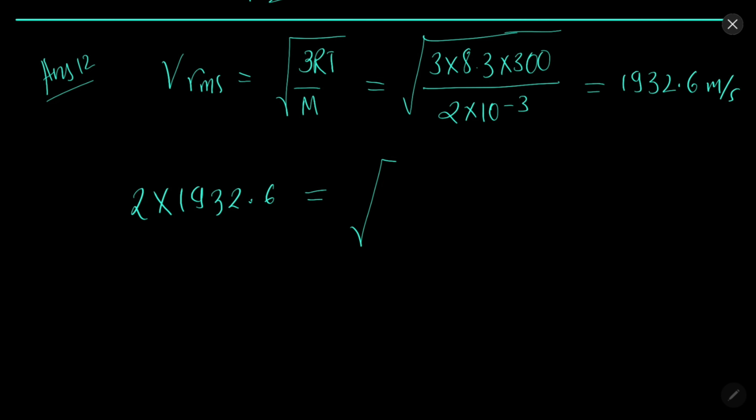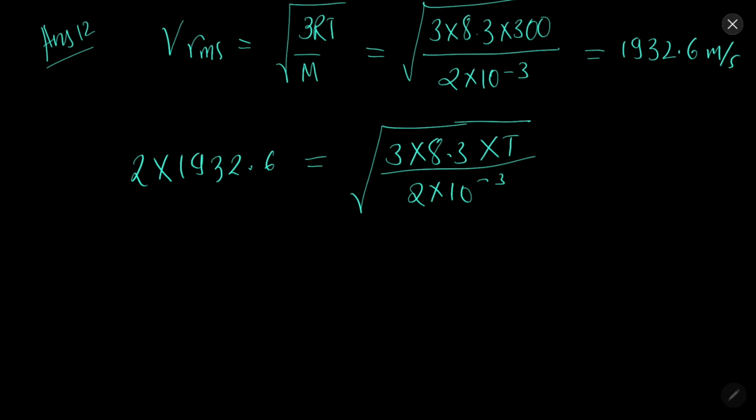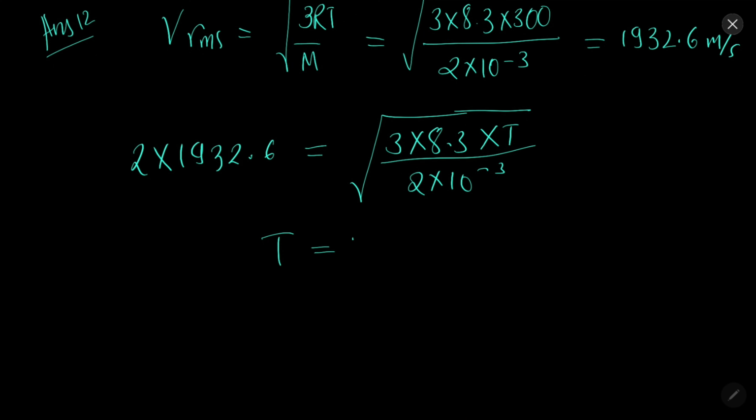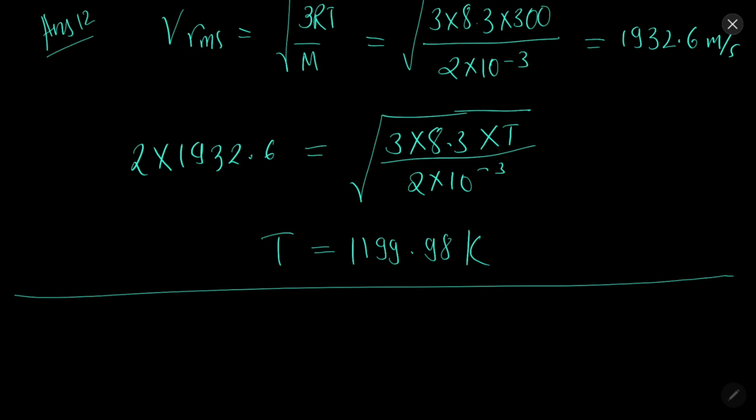So equal to root 3 into 8.3 into T, the temperature at which the RMS will become double. So from this, T will come out to be approximately 1199.98 Kelvin or 1200 Kelvin.